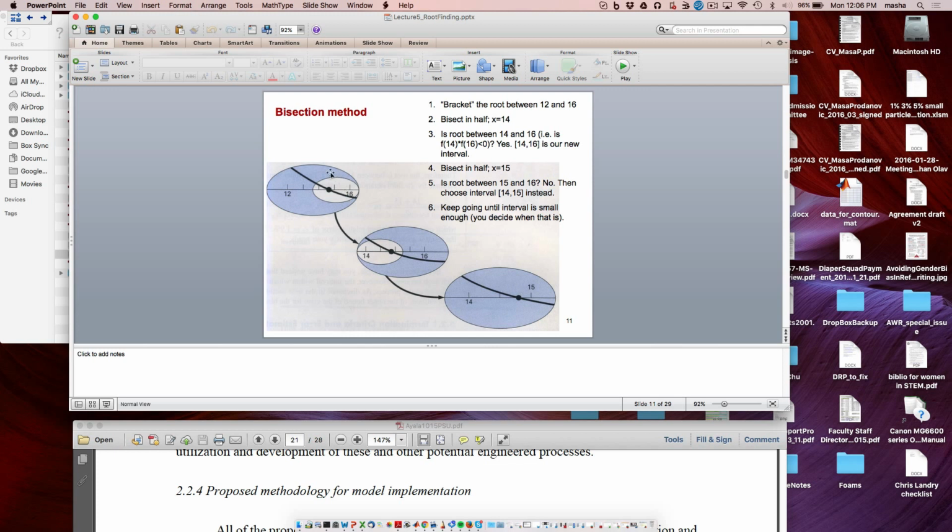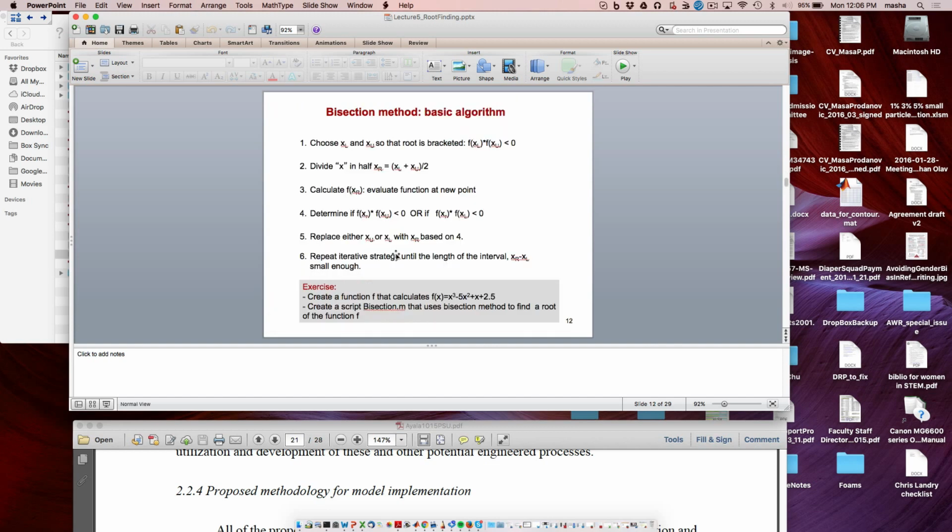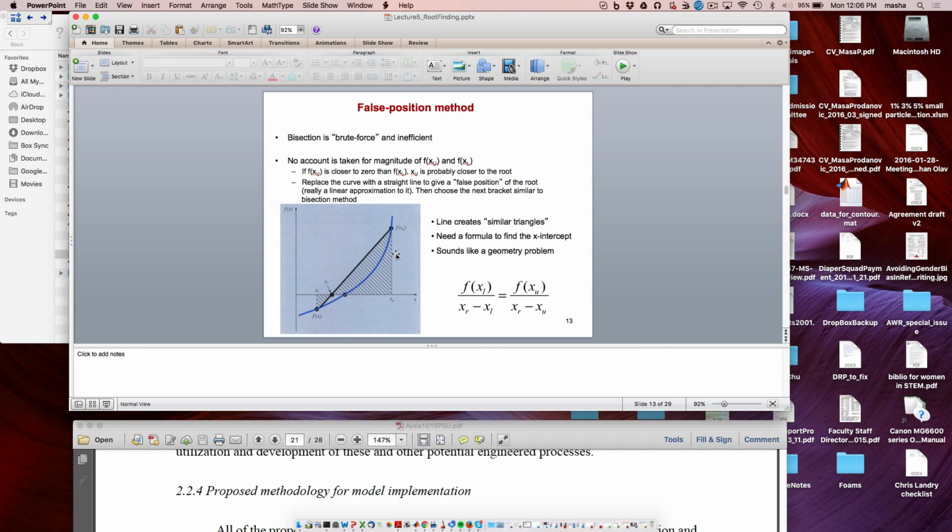On the next go, 14 and 16 is my choice. The next half is 15. Visually, I see that I should stay between 14 and 15. However, what I'm going to actually check is that f of 14 times f of 15 is a negative number, and that's the bracket that I keep, and I keep going. This is something that we implemented 2 times ago now in class.